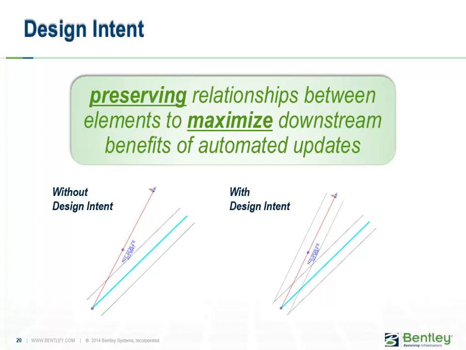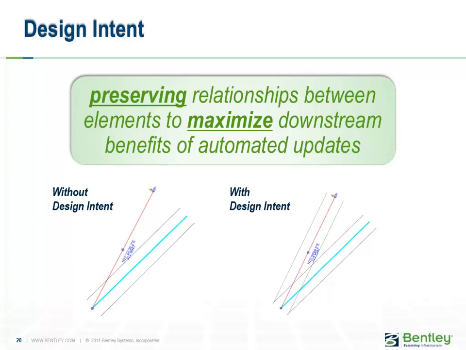Everybody wants software that automatically updates the design when changes are made. However, if not done correctly, automatic updates can generate just as many errors and omissions as they eliminate. To maximize the benefits of automated updates, the software must remember the engineering decisions that went into the creation of each element. If the engineering decisions are not remembered, the software will have to make assumptions when updating elements that could lead to errors. The OpenRoads technology is built to remember your engineering decisions.